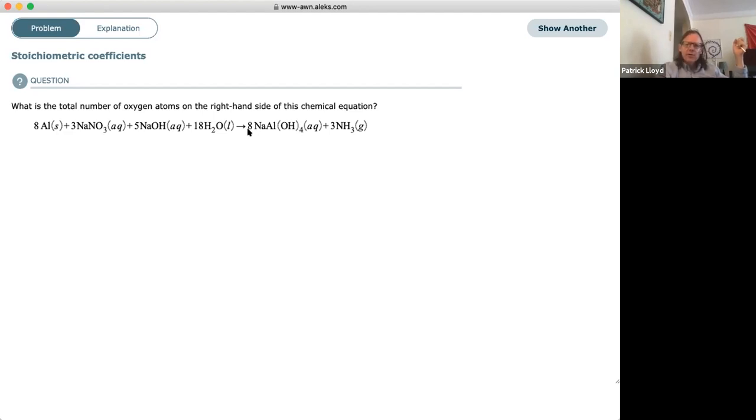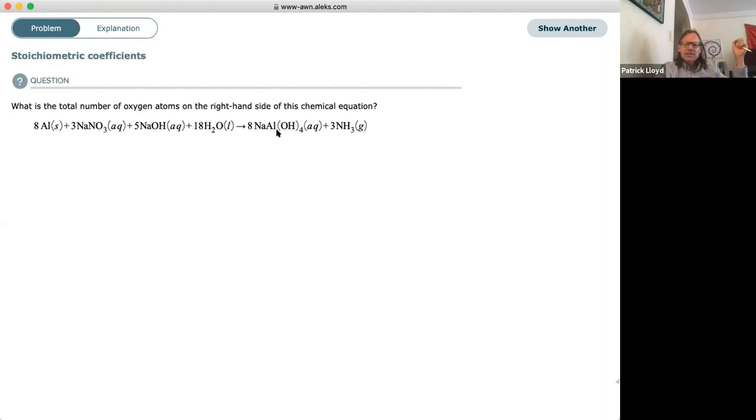However, the coefficient refers to everything in that substance until you get up to the plus sign, right? So 8 of sodium, of aluminum, and of O and of H. So really you've got 8 OHs, so 8 O's, but then you've got 4 O's in that group there. So it's really 8 times 4, which is what, 32? So it looks like there's 32 there.